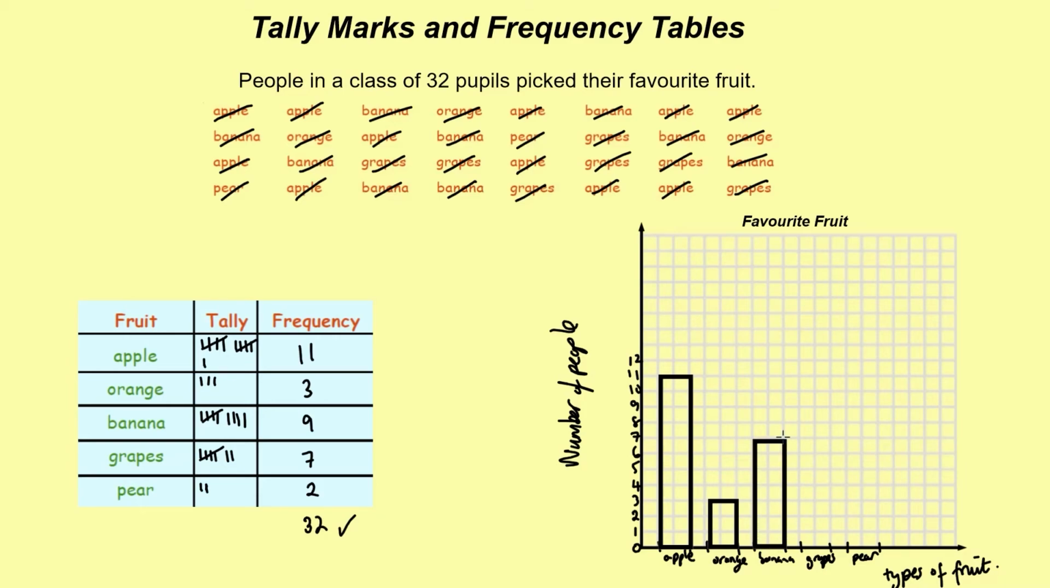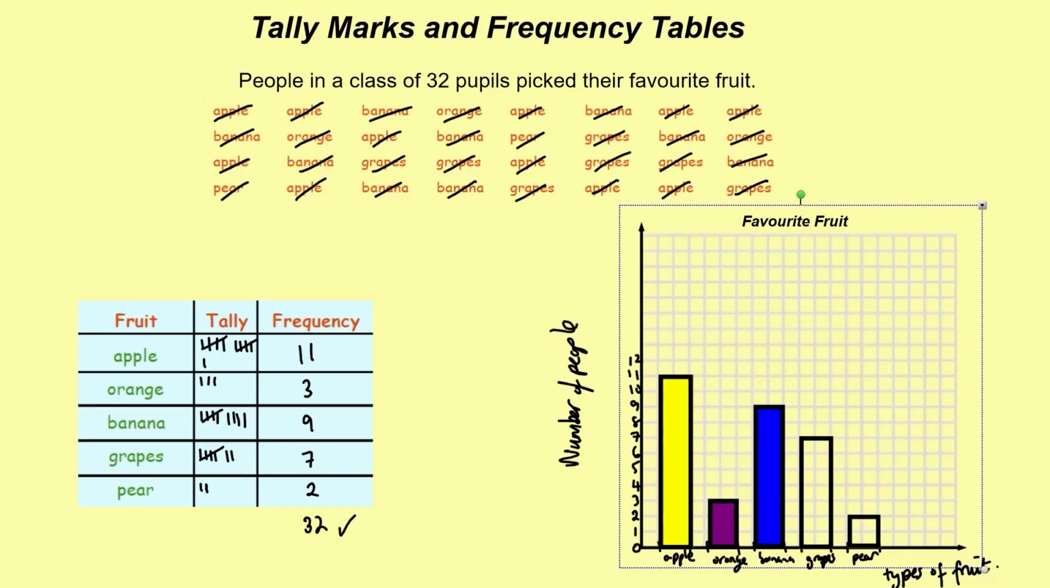This one is 9. That's quite a tall bar there. Grapes were 7. And pear was 2. Okay, and again, you can colour these in any colour you want just to make it a little bit more visual. It is entirely up to you. That's not necessary, but I think it makes the graph just look quite complete and quite nice to look at.